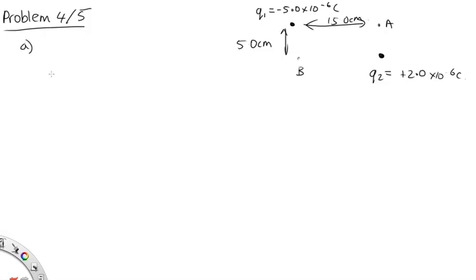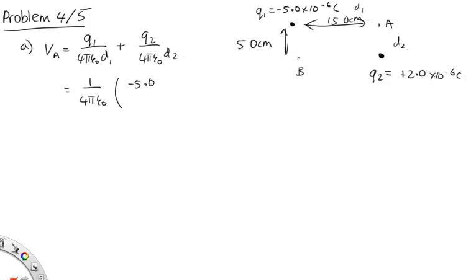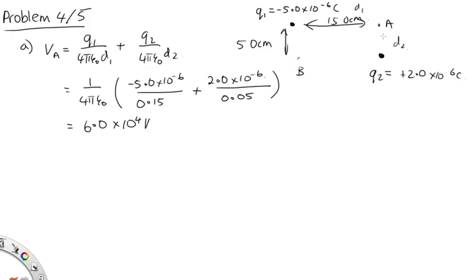And in part A, we're asked, what is the electric potential at corner A? So VA is equal to the sum Q1 over 4 pi epsilon naught D1. This is D1, the 15 centimeters, and here's D2, which is the 5 centimeters, plus Q2 over 4 pi epsilon naught D2. So this is 1 over 4 pi epsilon naught times Q1, which is minus 5.0 times 10 to the minus 6, over the 15 centimeters, 0.15, plus 2.0 times 10 to the minus 6 over the 5 centimeters, 0.05. Epsilon naught is 8.85 times 10 to the minus 12. And so solving this on the calculator, we get 6.0 times 10 to the 4 volts at A.